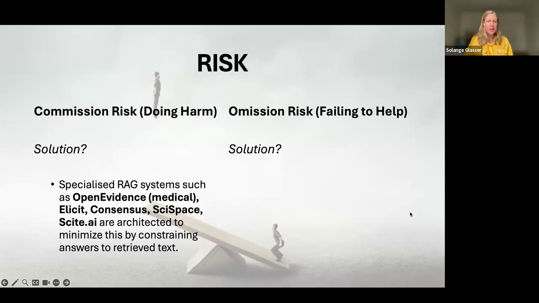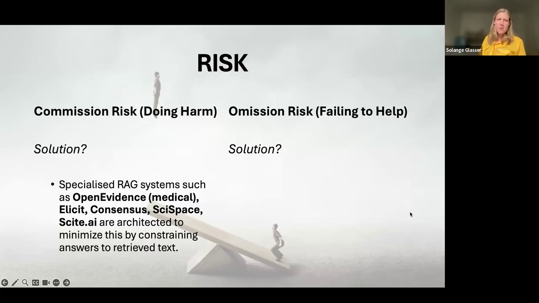So a specialized RAG system, RAG means retrieval augmentation. Who can help me out with the G? Does anyone remember? Retrieval augmentation. I'll do a quick Google because I should know this. Generation, maybe? Thank you. I think it is generation. Thank you. Retrieval augmented generation.